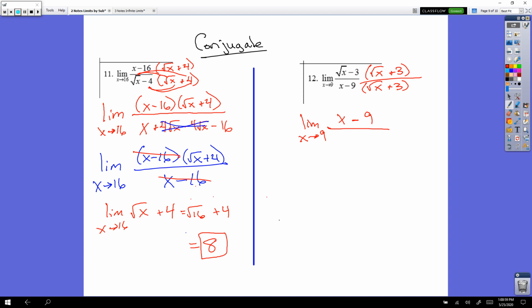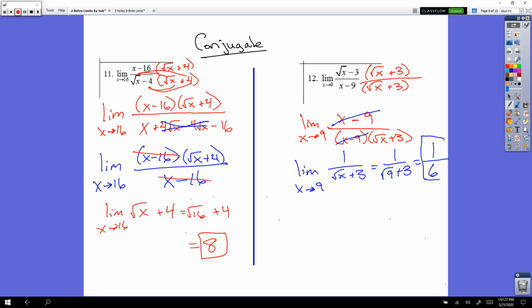On the bottom, nothing's going to happen. It's just going to be a mess if I try and FOIL that. So I'm going to leave it as (x minus 9)(square root of x plus 3). Now I see I have x minus 9s on top and bottom, so those will cancel out. So we have the limit as x approaches 9 of 1 over the square root of x plus 3. Now we can substitute. 3 plus 3 would give me 6. And that's it.